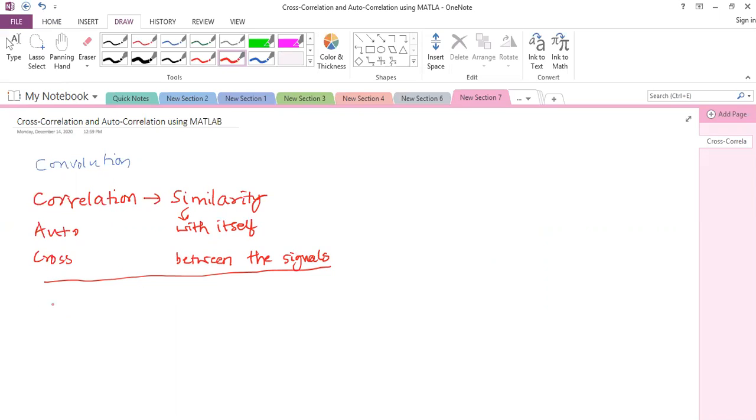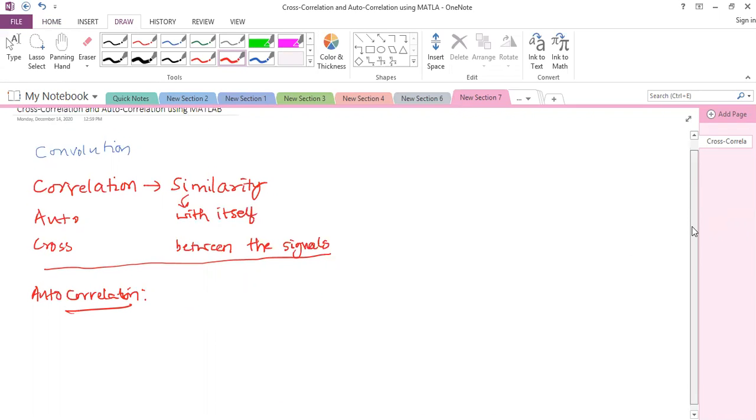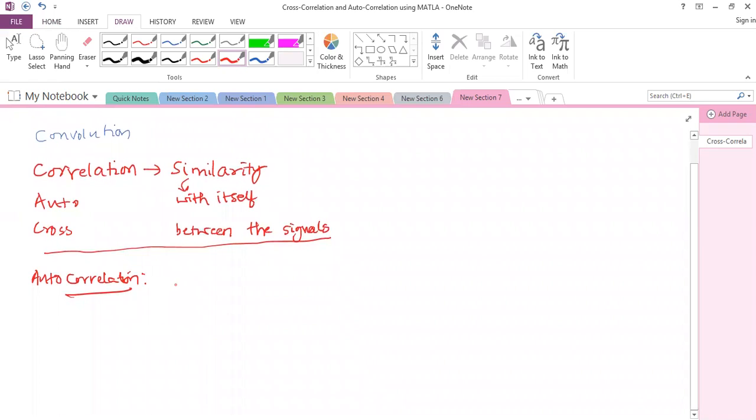Now we will take autocorrelation. Why we have to use autocorrelation: we try to find some similarity and extract some features. We'll take an example. Let us say I'll draw some signal. I want you to identify the frequency of this.